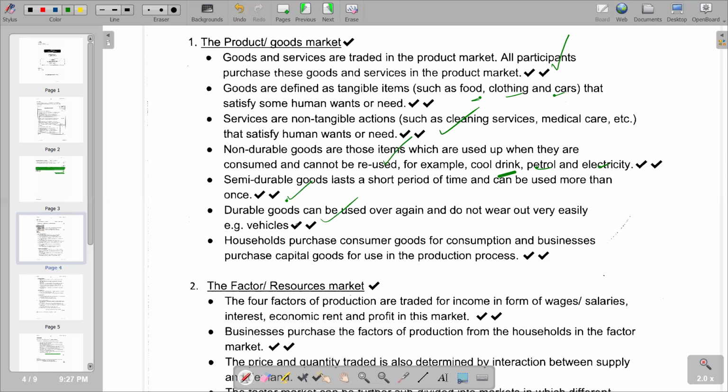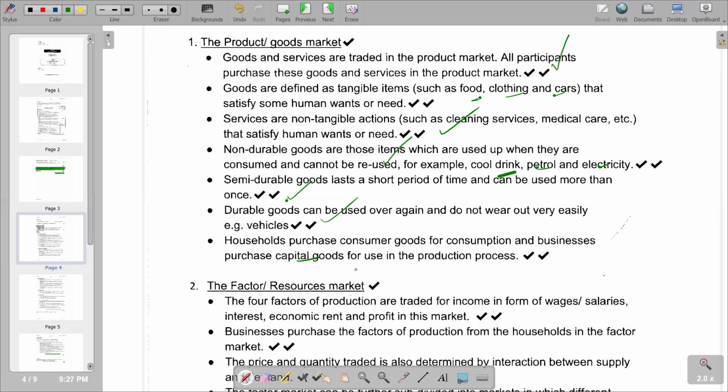So lastly, households purchase consumer goods for consumption, and businesses purchase capital goods for use in the production process. So basically, that's what we have in terms of our product or goods market. Then the next market that we have we call the factor or resource market.